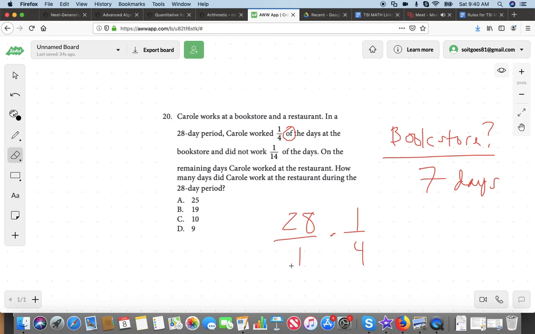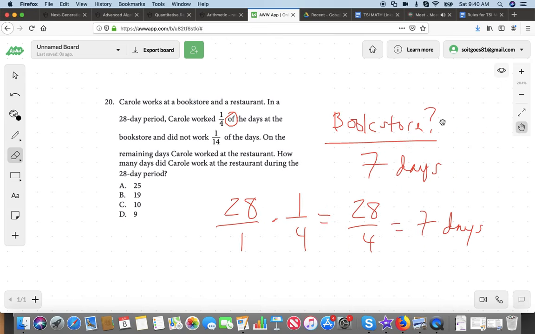Okay, great. That would give us 28 over 4, which is just 7. Or again, we can cancel things out here, but let's just multiply across. I think that's easier here. 7 days, and that's the operation. Does that make sense, Jackson? Mm-hmm. Any questions so far? No.